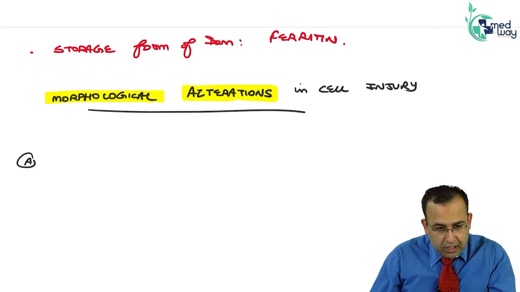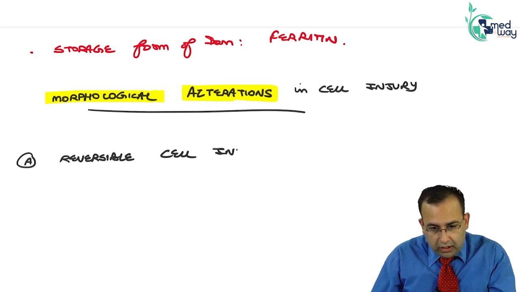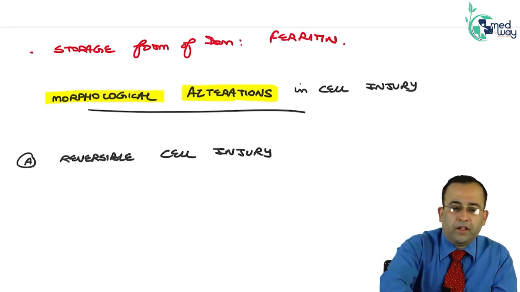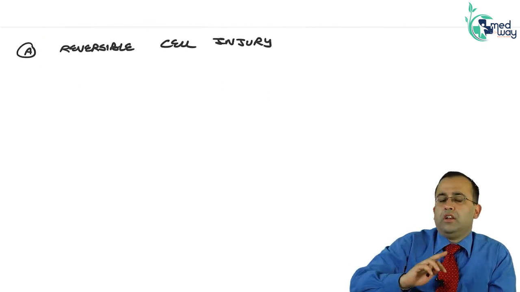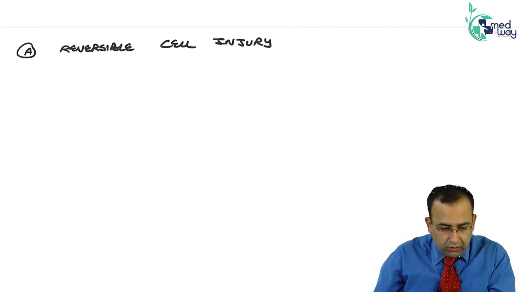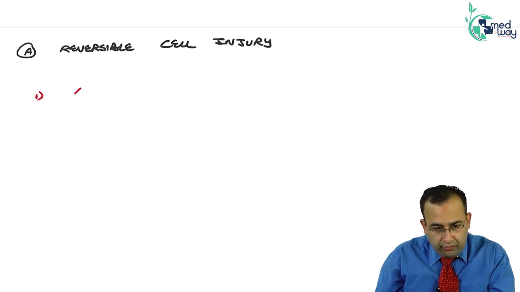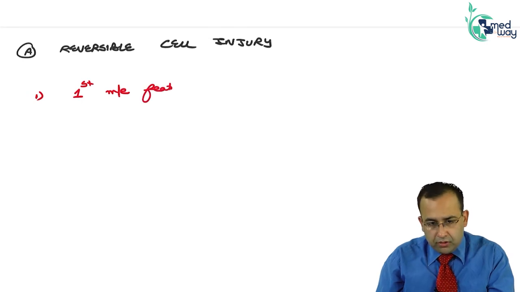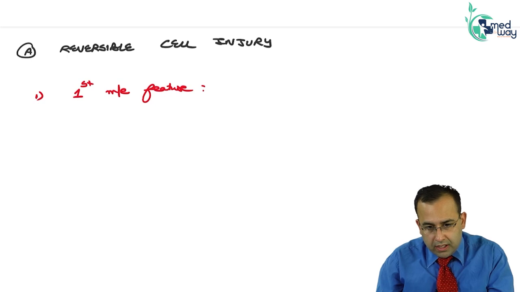सबसे पहले let us start with reversible cell injury. Reversible cell injury, you already know this. The first microscopic feature, let me write this 1 2 3 करके. The first or the earliest microscopic feature of reversible cell injury is cellular swelling. We have already seen this, you know this.